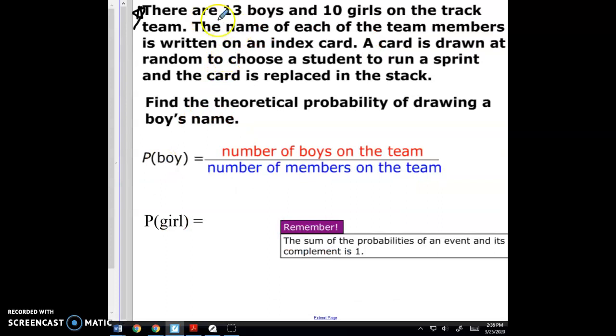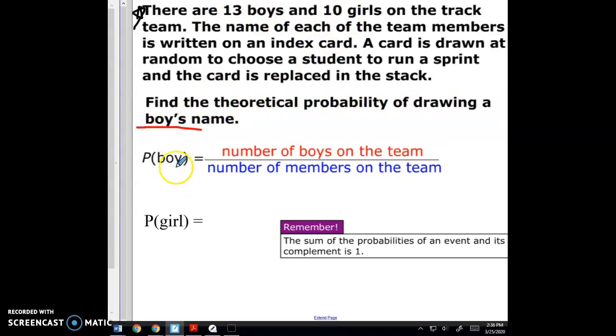All right, next one. There are 13 boys and 10 girls. The name of the team members is written on an index card and we draw it at random and then they run a sprint. Find the theoretical probability, that means what do we think would happen based on who's in this class, of drawing a boy's name.